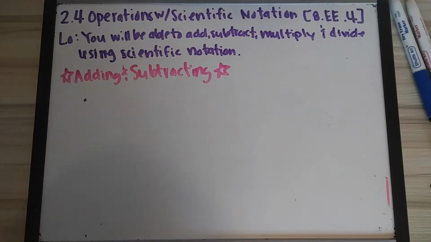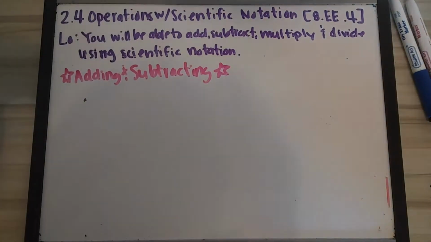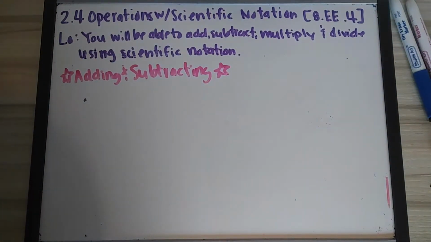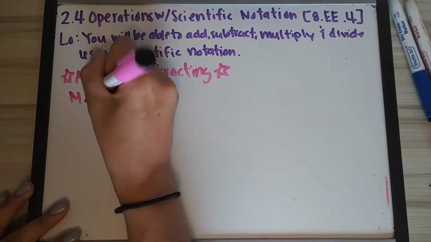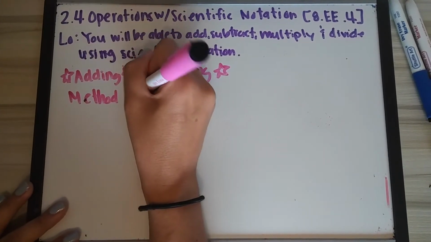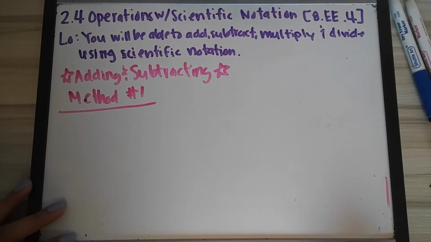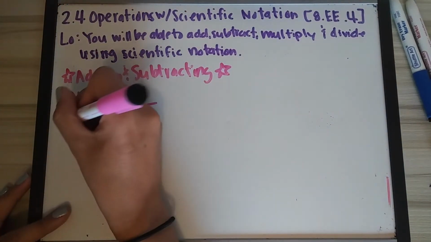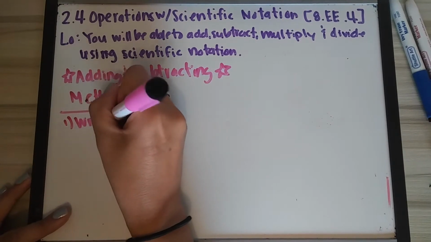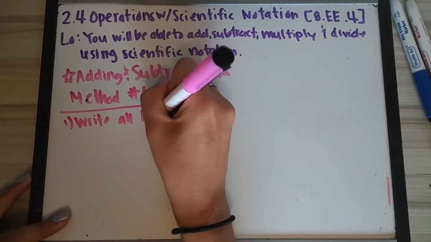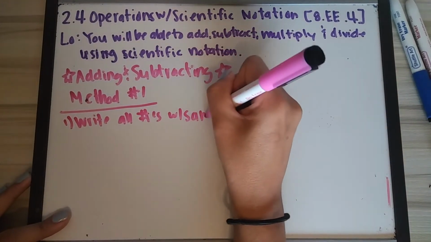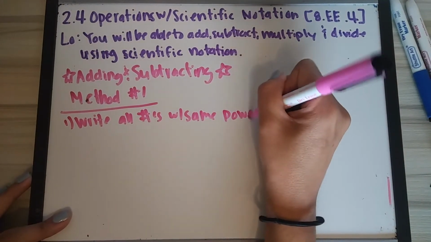Okay, so with adding and subtracting with scientific notation, it's a little bit different. Okay, so we're gonna use two methods. So the first method that we're gonna teach you for this one is we're gonna write all the numbers with the same power. That means that the exponent has to be the same.